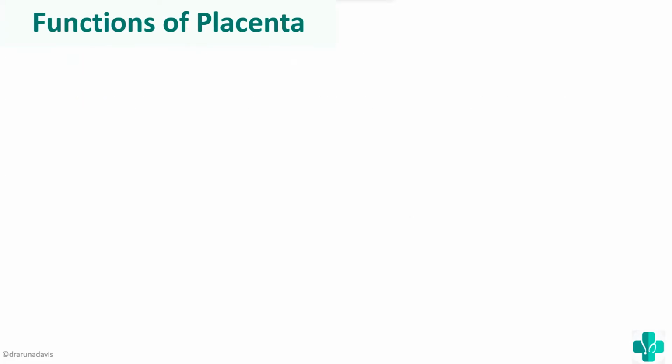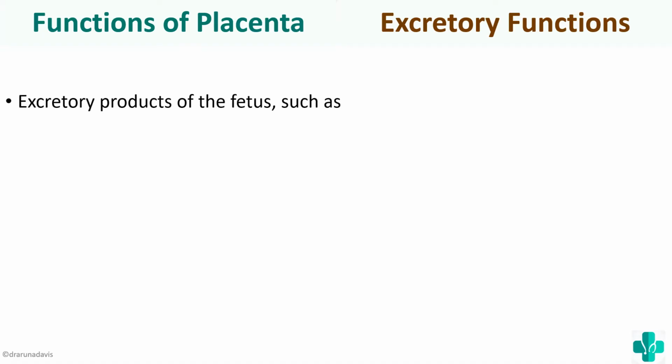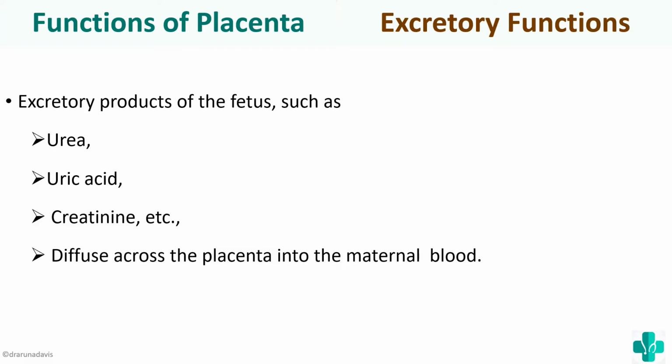Next we will see about the excretory function. What are the common excretory products that we know of? Of course, urea, uric acid, creatinine. All the excretory products of the fetus like urea, uric acid, creatinine, diffuse across the placenta into the maternal blood. So that is the excretory function.